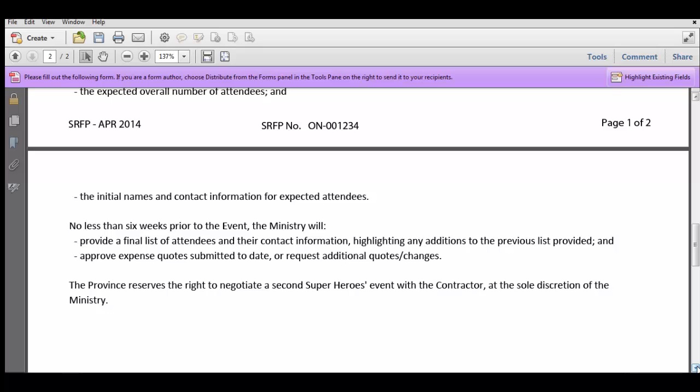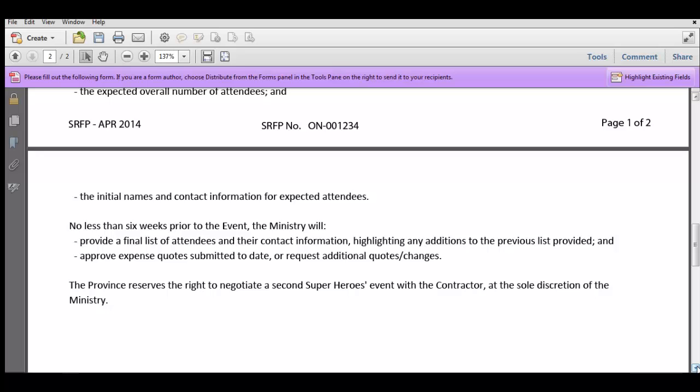Now, in this particular SRFP, you'll see this last line about reserving the right to negotiate a second event. This is going to be an unusual sentence to find in an SRFP. SRFPs usually are for services with very defined scopes. In this particular case, however, we wanted to have an option to extend the contract or to hire the contractor to do exactly the same services but for a separate event. But we weren't sure that this second event was actually going to happen, and that's why you're seeing this right to negotiate in the SRFP.